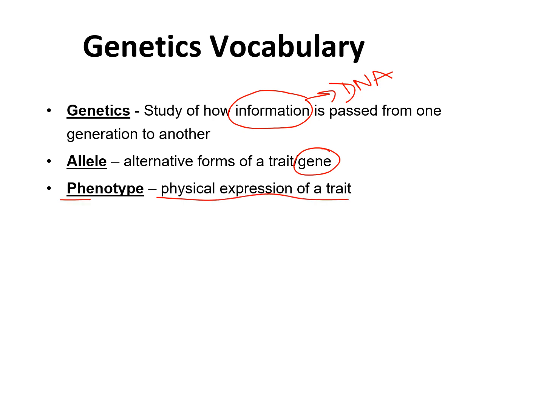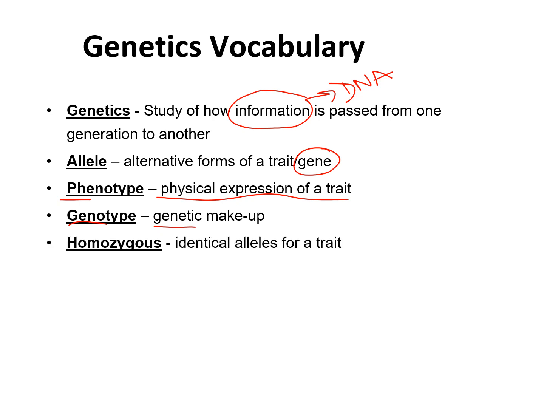So phenotype, PH, physical. The genotype is your genetic makeup, so genogenetic. So these are the actual genes that you have. And because you got genetic information from your father and your mother, you will have 2 alleles for every trait. You get 1 set of alleles from your mother, 1 set from your father.